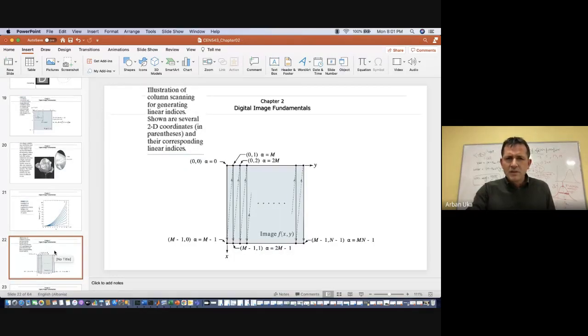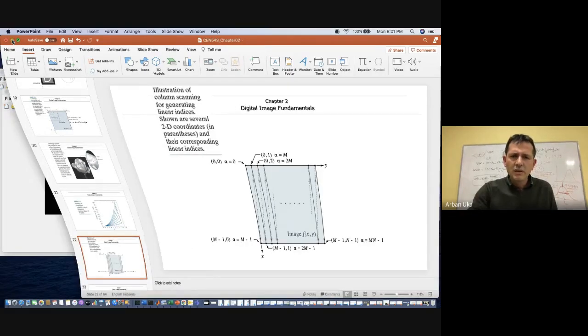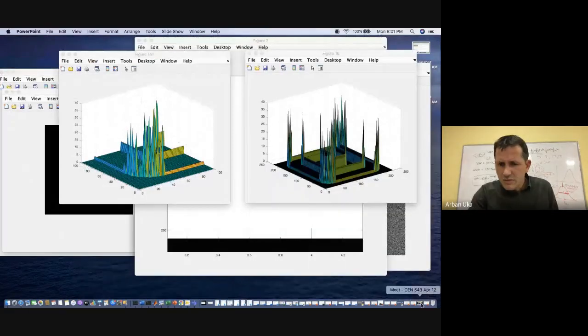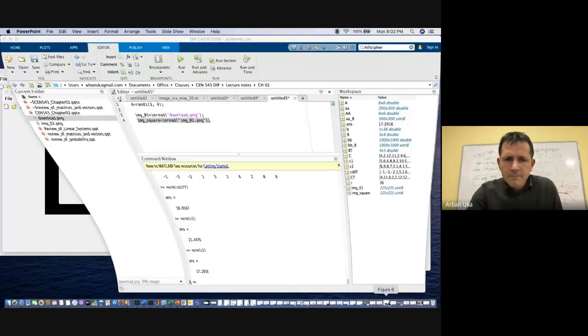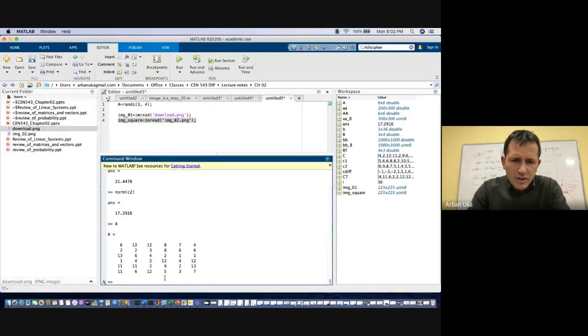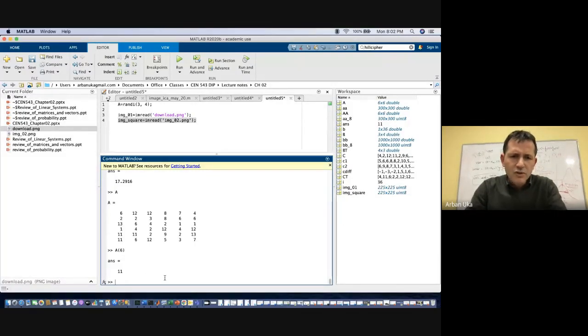Now, this is one way we can scan a 2-dimensional image. It's not that difficult. If we go back here to MATLAB, we can represent this as a matrix A. For example, here we have a matrix A, and the 6th element, in the first column, is 11. The 7th element here is equal to 12. The 8th element is equal to 2.